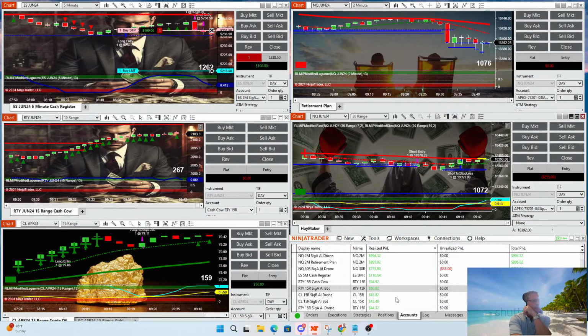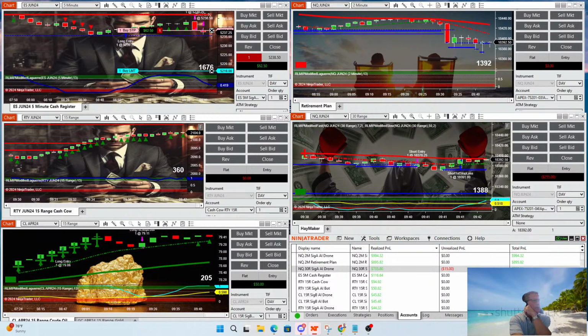Let's see how the Russell looks here. The Signal A AI drone is back in.